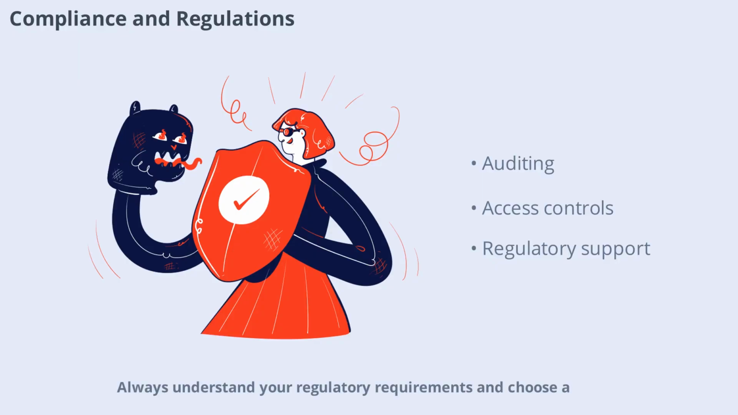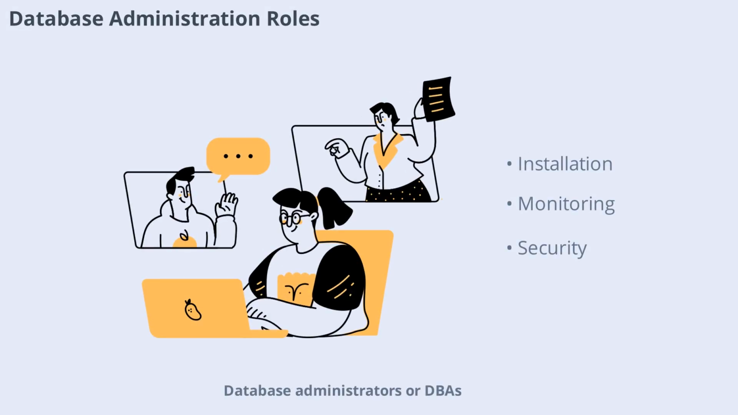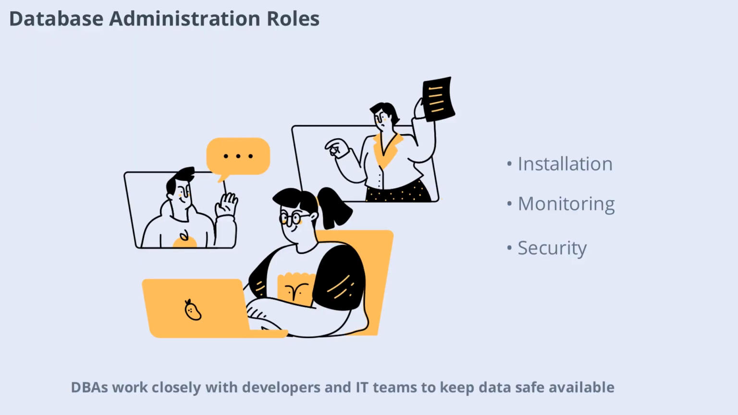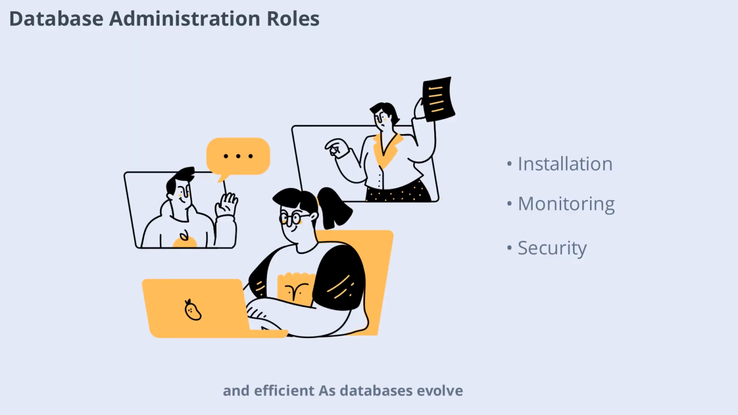Always understand your regulatory requirements and choose a database system that supports compliance out of the box. Database administrators, or DBAs, play a vital role in managing and optimizing database systems. Their responsibilities include installing and configuring databases, monitoring performance, ensuring security, and planning for growth. DBAs work closely with developers and IT teams to keep data safe, available, and efficient. As databases evolve, the DBA role continues to adapt to new technologies and challenges.